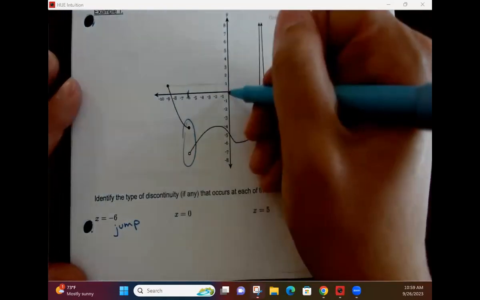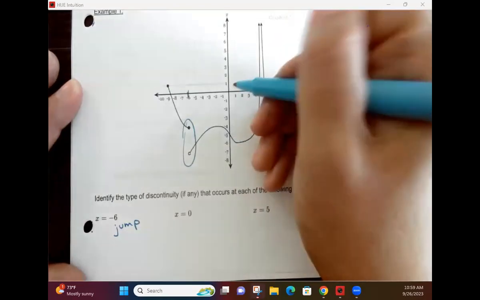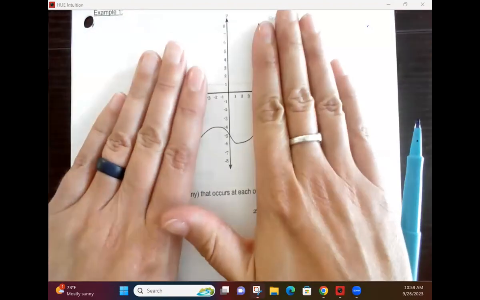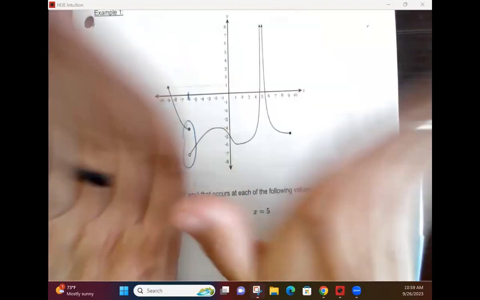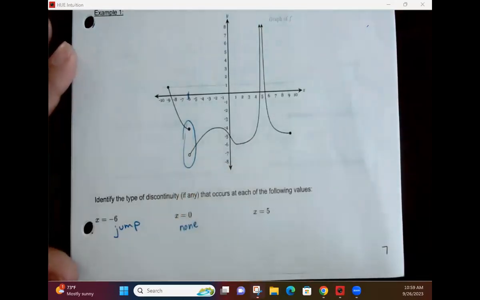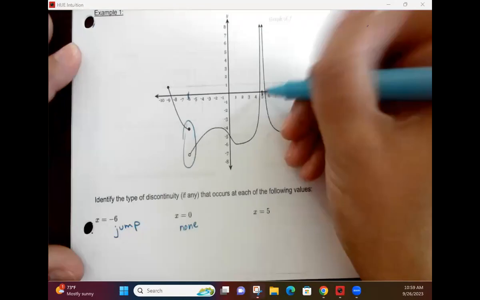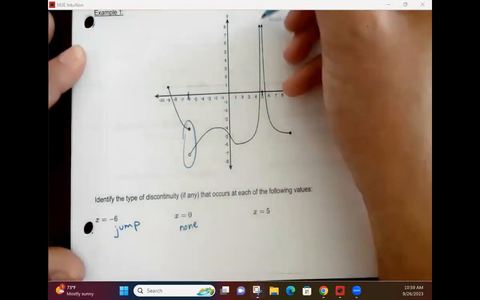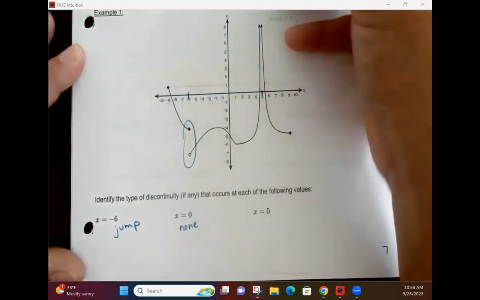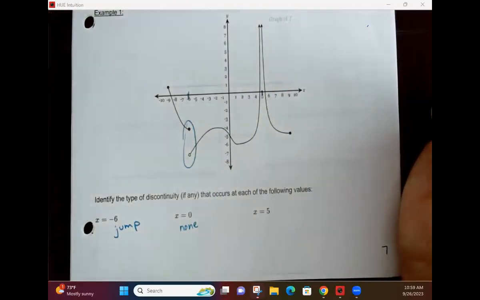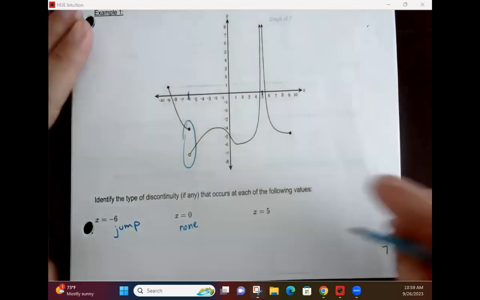How about when x is 0? Does anything weird happen when x is 0? No, my function, if I ignored all this other stuff, just a little curve right there. My function's just chugging along. No discontinuity there. And then how about when x is 5? Does something weird happen on the graph when x is 5? I'm like shooting up here, and then I'm abruptly coming down, but it's not connected. There's that space in between. That's a vertical asymptote.